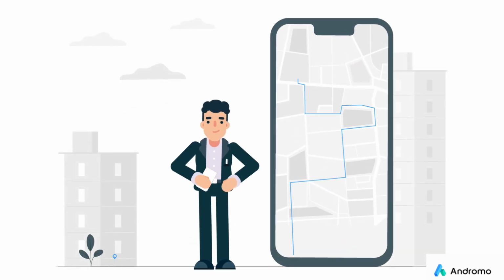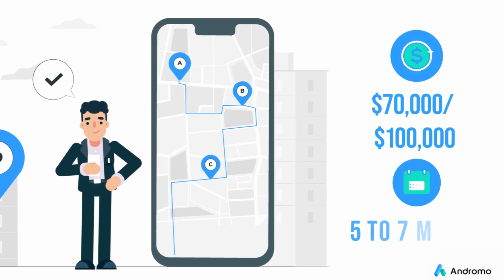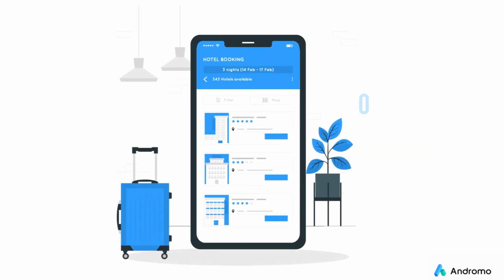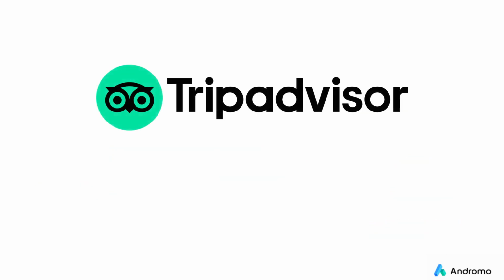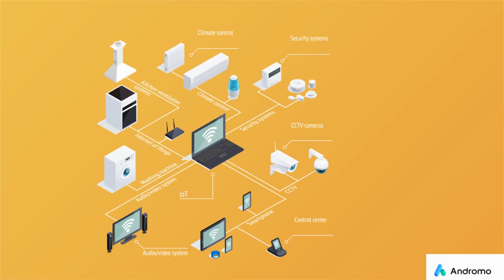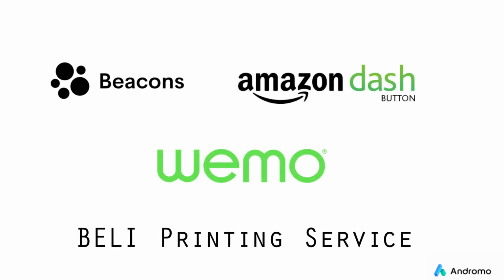Apps that are developed around a need, on-demand apps, can cost between $70,000 and $100,000 and take about 5 to 7 months to develop. Uber, Uber Eats, Postmates, Nimber, and Melabiz are examples of such apps. The development of a marketable app can cost over $300,000 and take around 9 months to complete. Marketable apps like TripAdvisor and Booking.com are good examples. Developing an IoT and hardware app can cost around $60,000 and take up to 3 to 6 months to deliver. Examples of such apps are Beacons, Amazon Dash Buttons, Wemo, and Belly printing services.